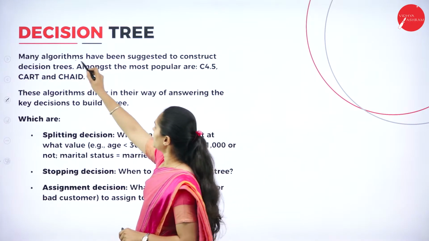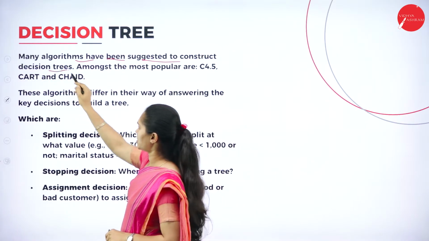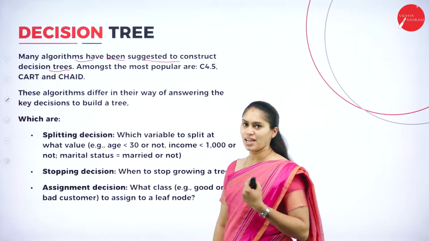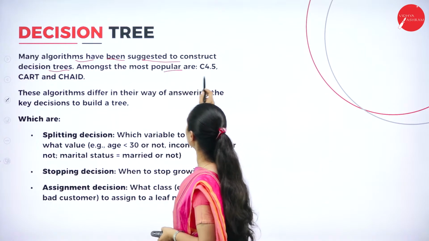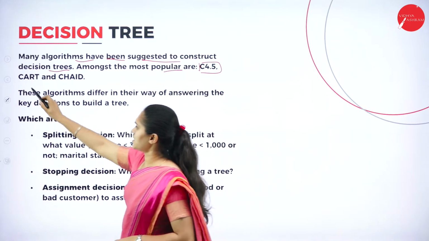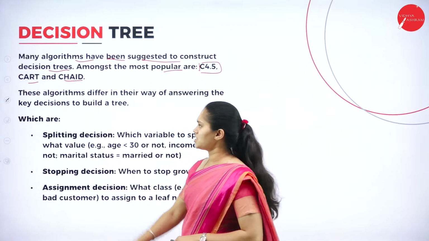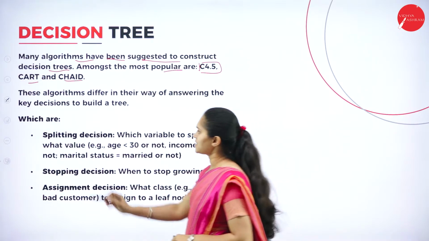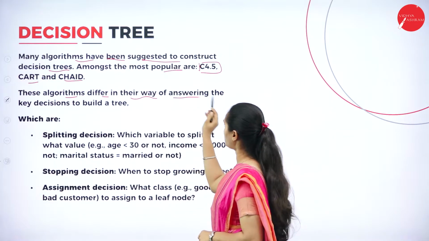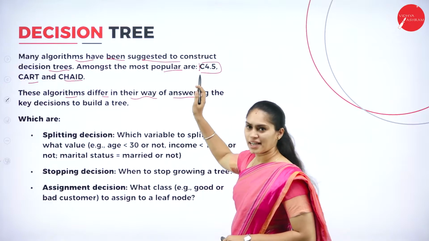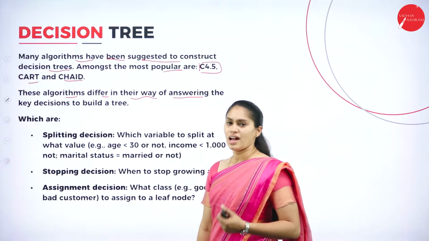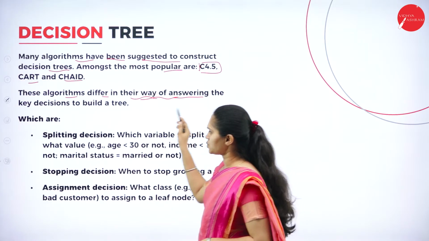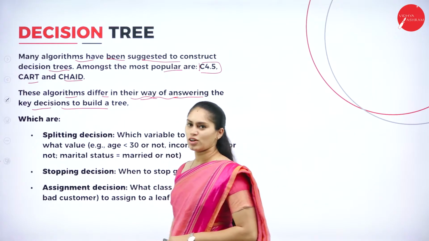Many algorithms have been suggested to construct a decision tree. With the help of some of these algorithms, we can construct this decision tree. Mainly, the popular ones are C4.5, CART and CHAID. These are the popularly used algorithms to make a decision tree. These algorithms differ in their way of answering. Whether I take C4.5, CART or CHAID, these algorithms will take different forms in the way of answering. So they build key decisions in order to build a tree.